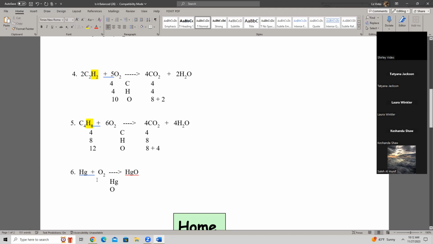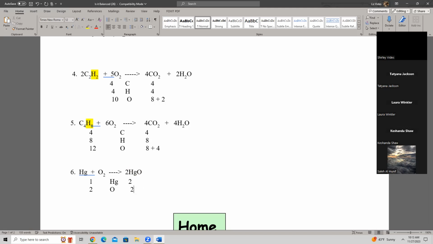All right, so how many do we have? 1. Okay, and the other side? 1. How many on this side? 2. And on this side? 1. All right, so it's quite obvious you're going to have to put a 2 in front of this one, right? Here, and that becomes 2. And so does this one.